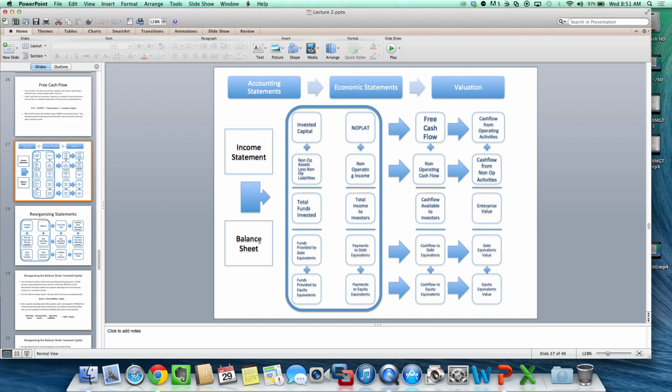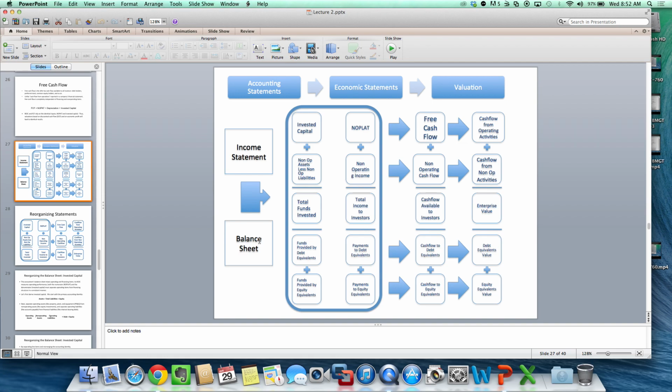Right? So the operating cash flows from the income statement, NOPLAT. The non-operating cash flows from the income statement, we'll then put those up together. We'll then take the operating cash flows, the NOPLAT, and the non-operating cash flows, add them together, and that's going to be something which we're going to call TII, total income available to investors.